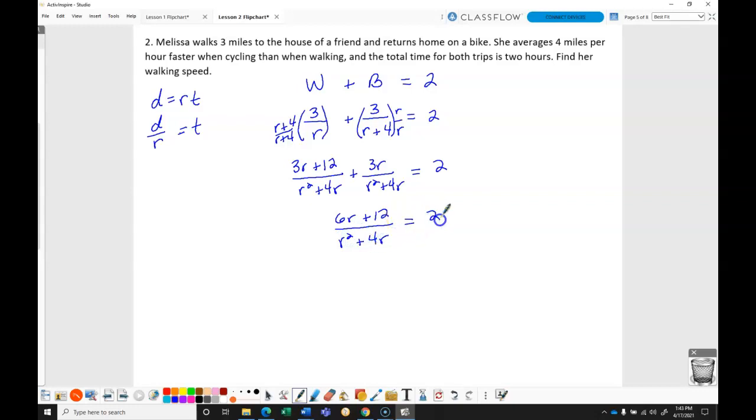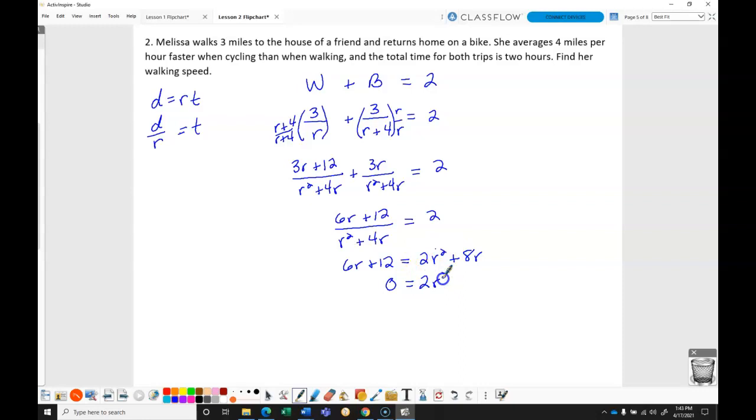And that equals 2. So now I can multiply both sides by the denominator. That leaves me over here with the numerator. So that's going to be 2r squared plus 8r. I just took this and multiplied it by 2. So now I'm going to try and get everything over to one side of my equation, set equal to 0 so I can factor it and find out what my rates could be. So I'm going to have it equal to 0.